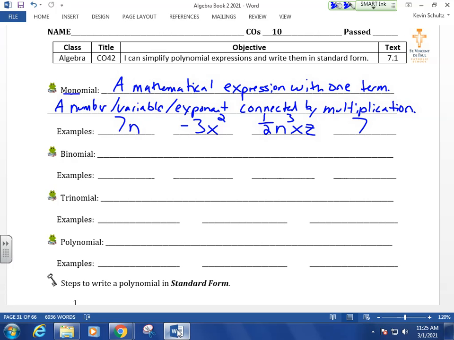How about the prefix bi? What does the prefix bi mean? 2. So the definition would be a mathematical expression with 2 terms.